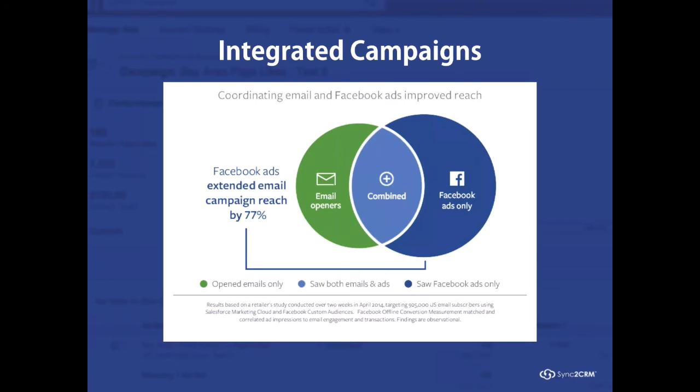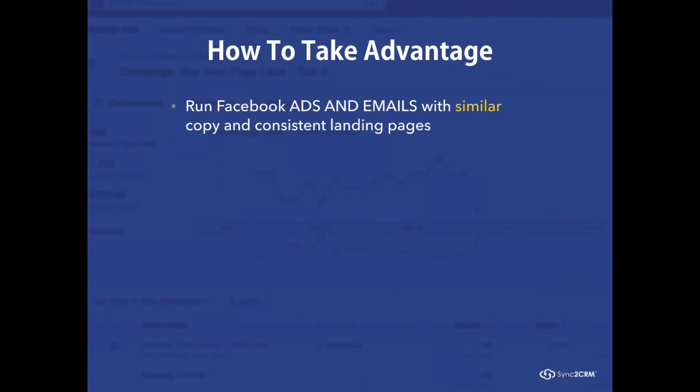Now we're talking about CRM custom audiences, which are also known as email custom audiences. What we're going to do with those is run Facebook ads and emails at the same time, with similar copy and consistent landing pages, using data from your CRM for the targeting. So hopefully I've set it up better this time. I'm going to show you this in the next video.